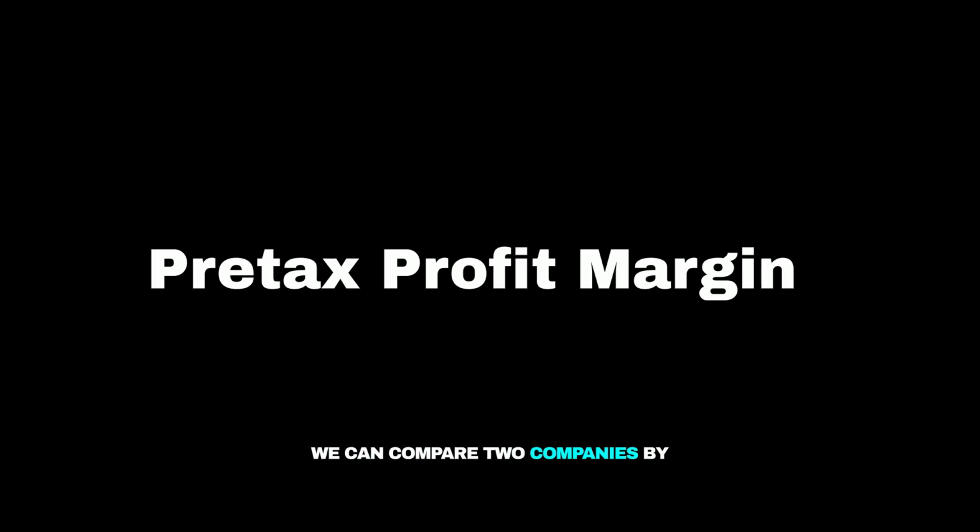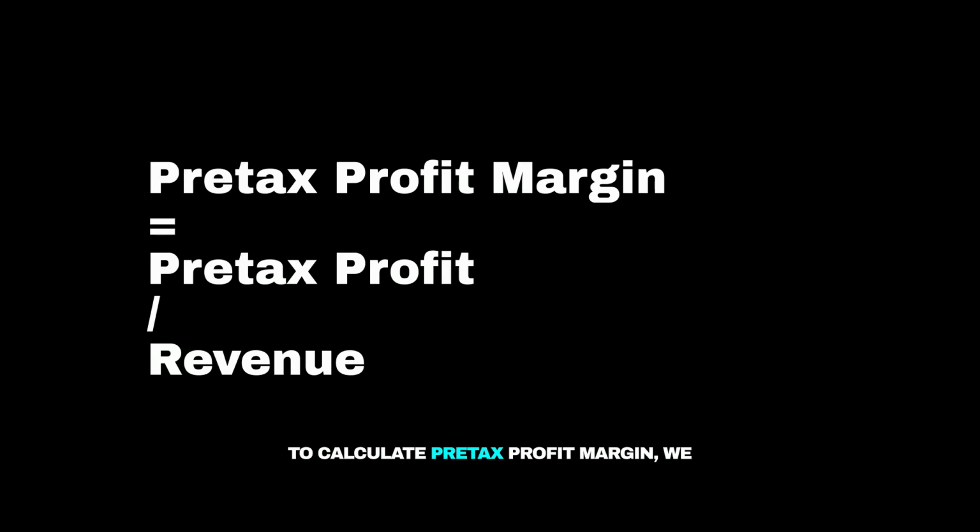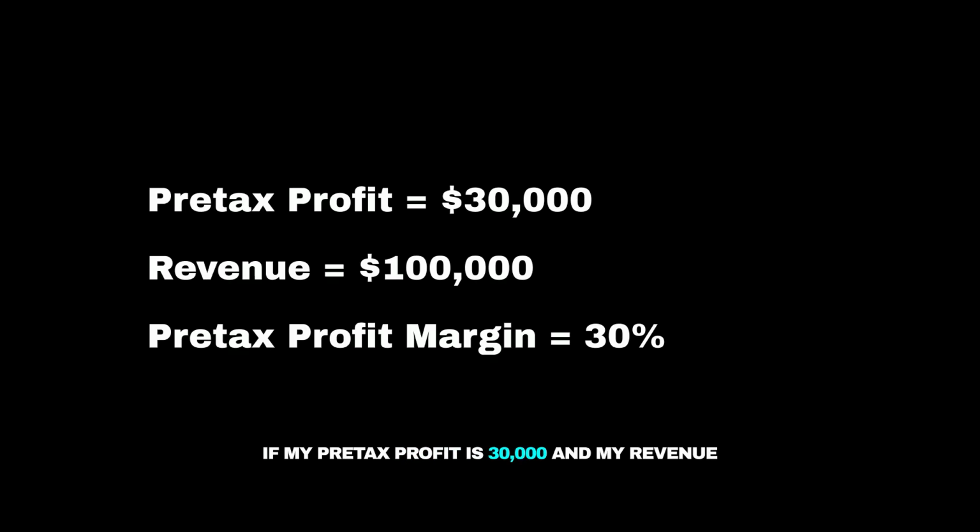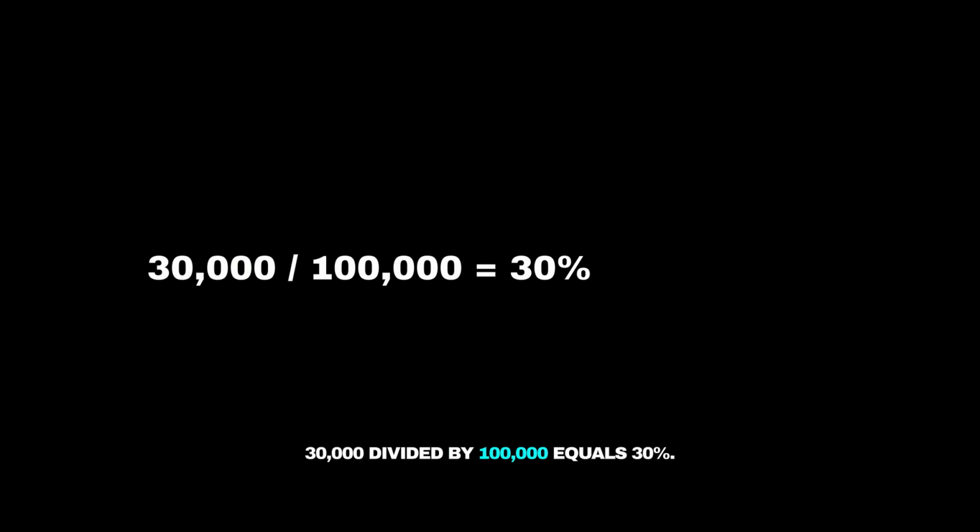We can compare two companies by looking at their pre-tax profit margin. To calculate pre-tax profit margin, we simply divide pre-tax profit by revenue. If my pre-tax profit is $30,000 and my revenue is $100,000, my pre-tax profit margin is 30%. 30,000 divided by 100,000 equals 30%.